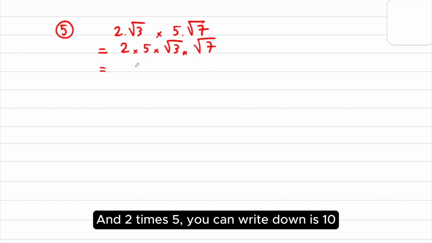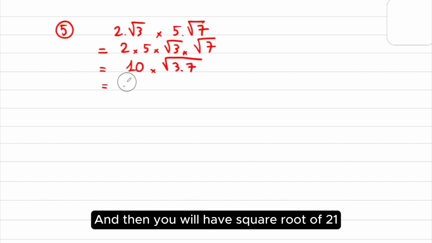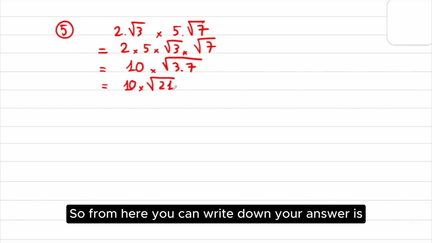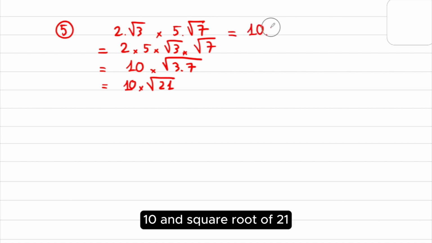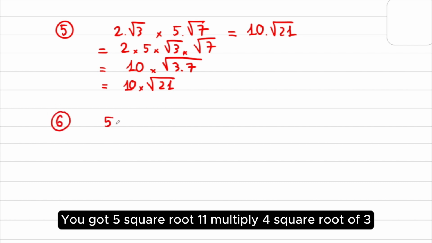And 2 times 5 you can write as 10, and for this part you have two square roots and you can combine them together, 3 times 7, and then you will have square root of 21. So from here you can write your answer as 10 square root of 21. That's it. Okay, example 6. You have 5 square root 11 multiplied by 4 square root of 3.